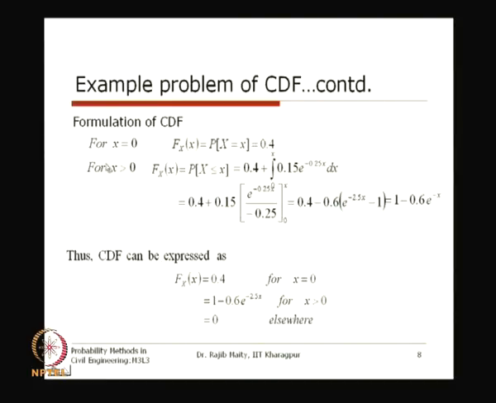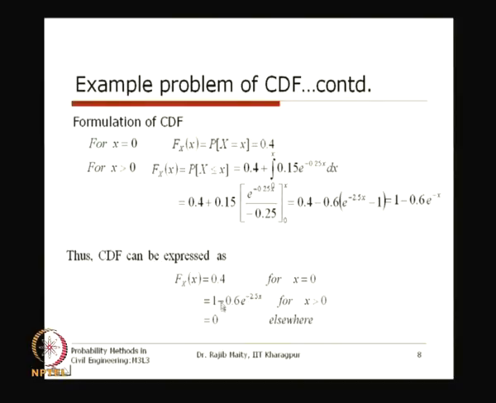Once we get this CDF, we can find the rest of the answers we are looking for, for example the answer for x greater than 10 centimeters. So this is the final representation of the CDF: F(x) equals 0.4 for x equals 0, 1 minus 0.6 e^(-0.25x) for x greater than 0, and 0 elsewhere. Instead of minus x, this will be 0.25x. This is the correction needed here.